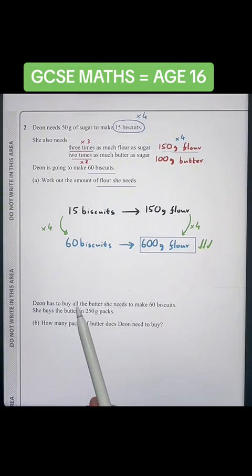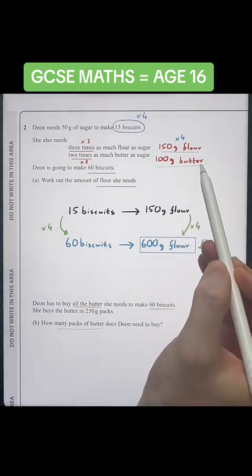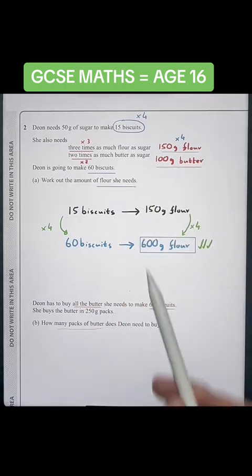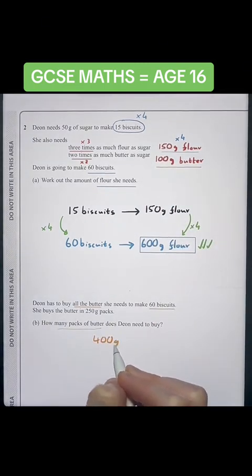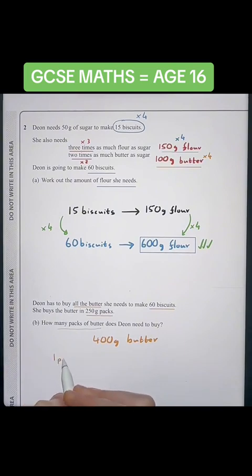Dion has to buy all the butter she needs to make 60 biscuits. She buys the butter in 250 gram packs. How many packs of butter does Dion need to buy? Well, for butter, we know she needs 100 grams of butter to make 15 biscuits. As she's making 60, again, we have to times that by 4. So 100 times 4. So she needs 400 grams of butter to make the 60 biscuits. As she buys the butter in 250 gram packs, and she needs 400 grams, we know 1 pack will only be 250 grams. Therefore, 2 packs, 2 times 250, will give us 500 grams of butter. So therefore, she must buy 2 packs of butter.